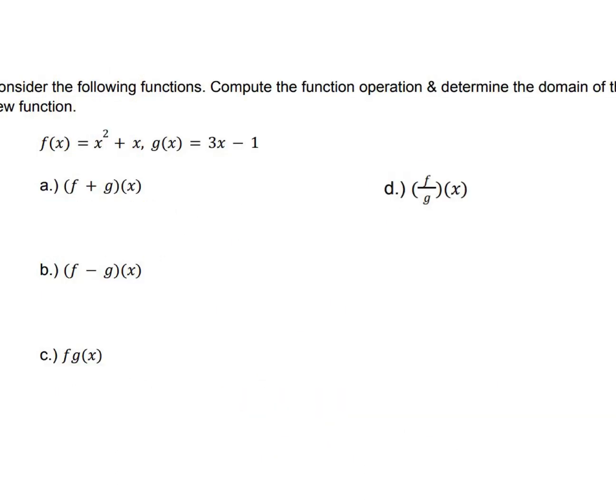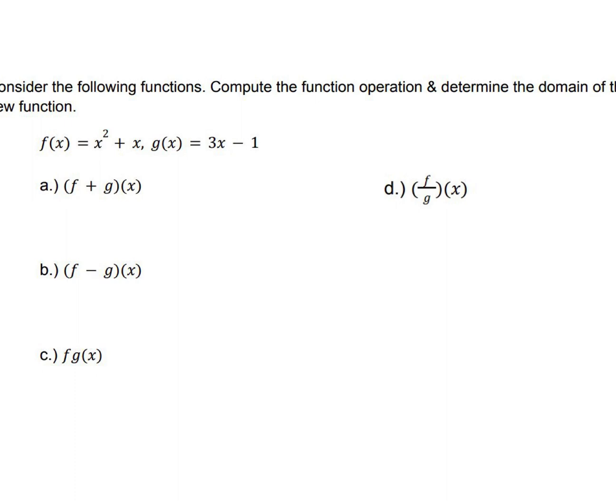So it says consider the following functions, compute the function operation, and determine the domain of the new function. So we have f of x equals x squared plus x, and g of x equals 3x minus 1. So we have f plus g of x.